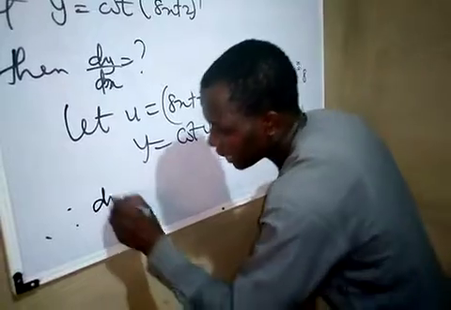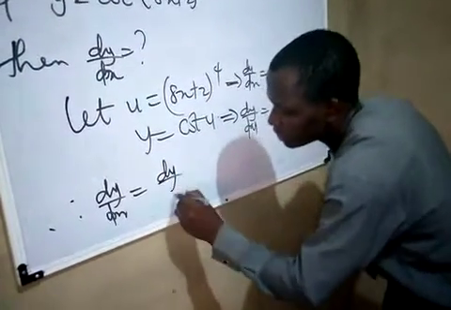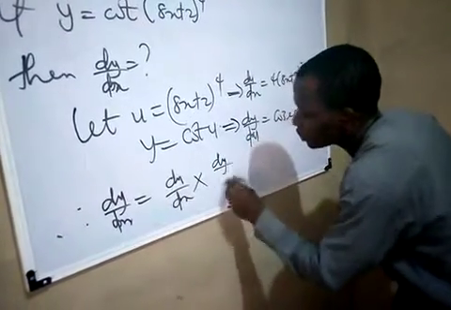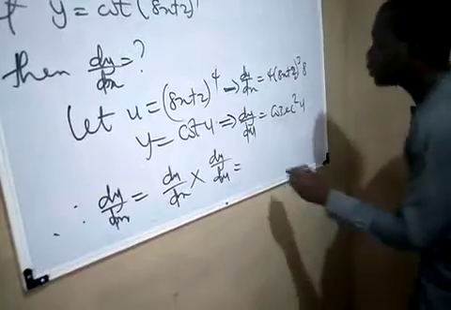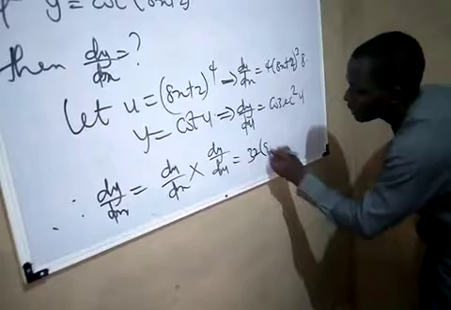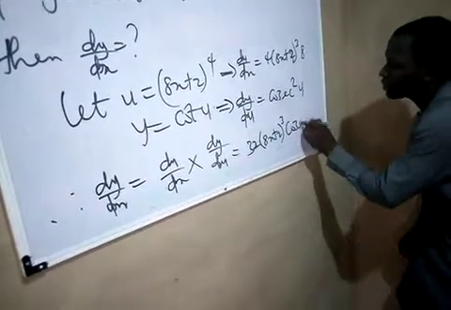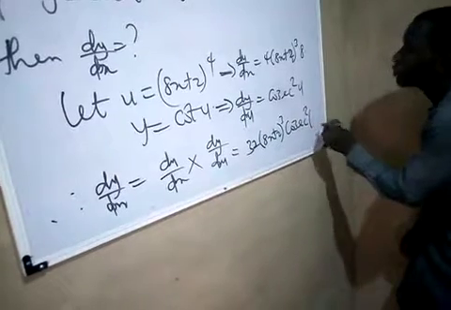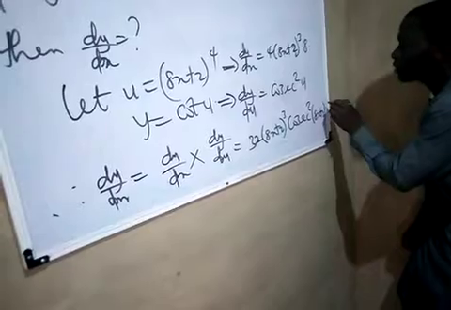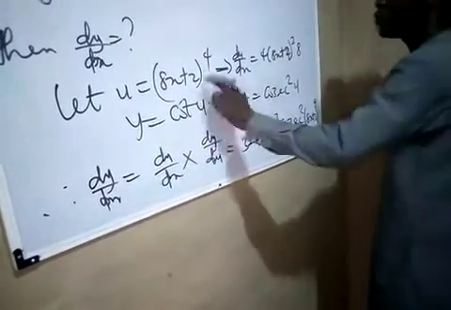Therefore, dy/dx equals du/dx times dy/du. So what's our du/dx? Our du/dx is 32 into bracket 8x plus 2 all raised to the power of 3, times cosec square u. What's our u? 8x plus 2 all raised to the power of 4, because this is our initial u, that's what you said let u equals.